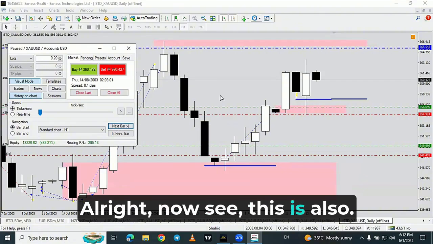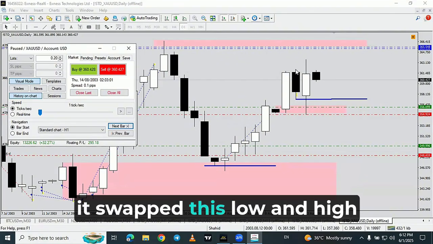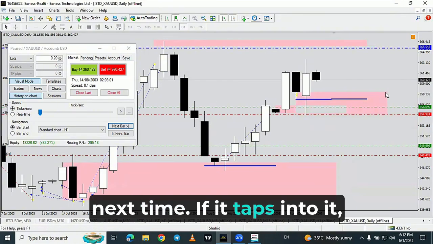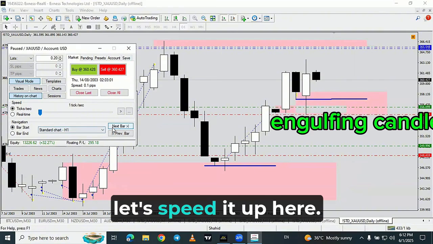Alright, now see, this is also an engulfing formed. It swapped this low and high in the market. So we'll mark this zone for the next time. If it taps into it, we won't buy it. Alright, let's speed it up here.